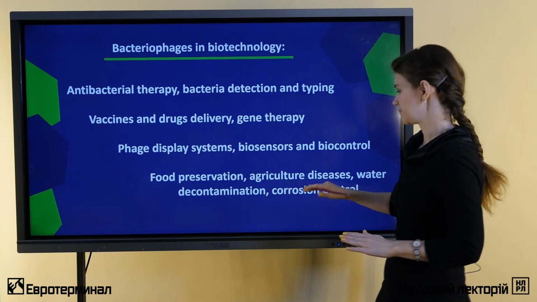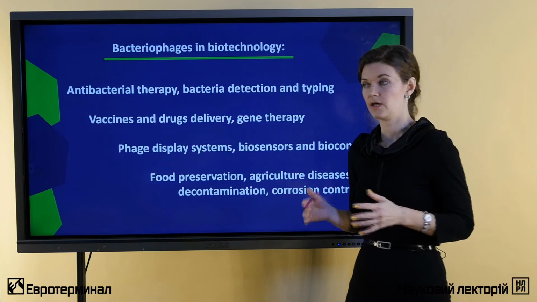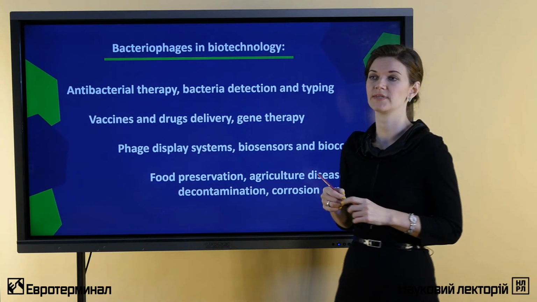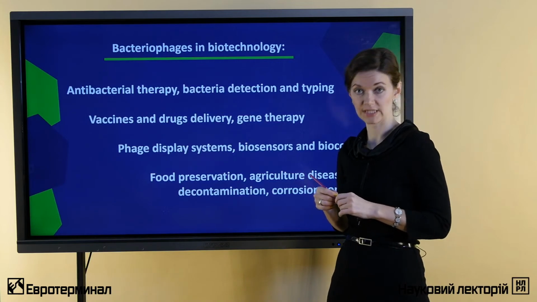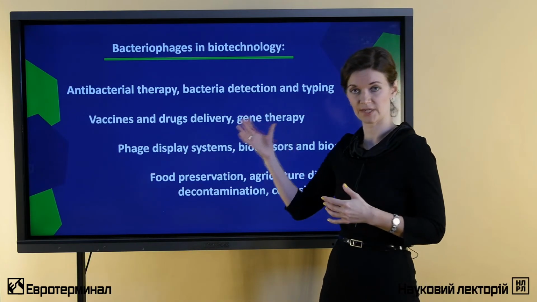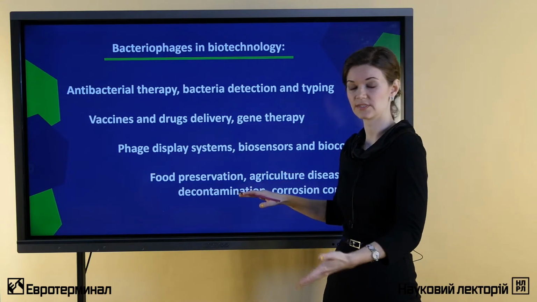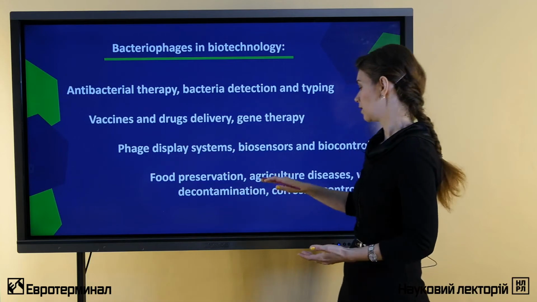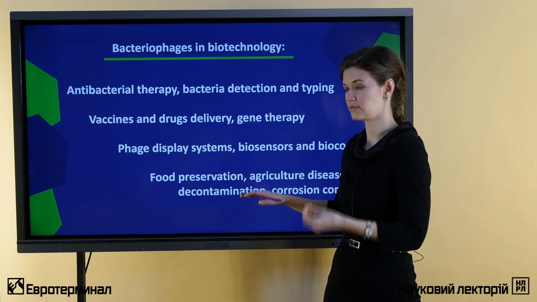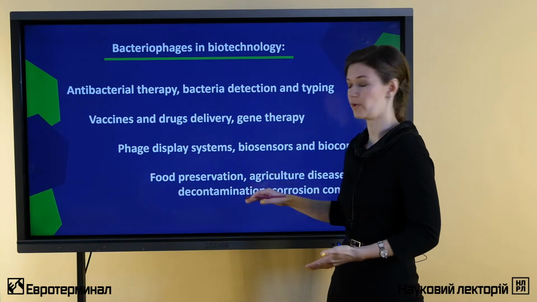Agriculture diseases. Phages are used to cure plants. An example is Erwinia amylovora, the bacterium that causes a disease of apple trees, which can be killed with bacteriophages, and so the plants that are sick with this bacterium can be cured. Absolutely in a natural, ecological way. It's now very popular, the eco way. So this is the eco way.